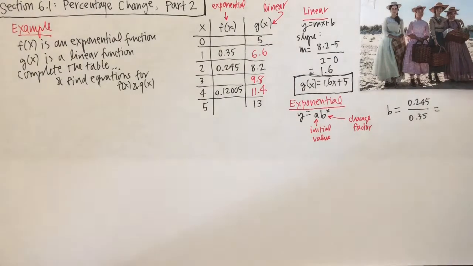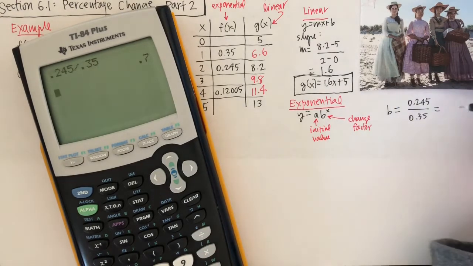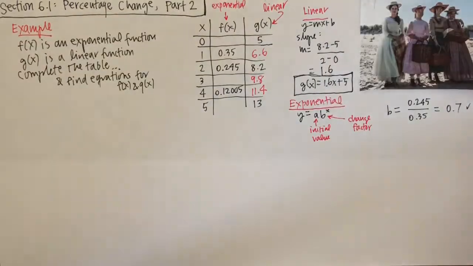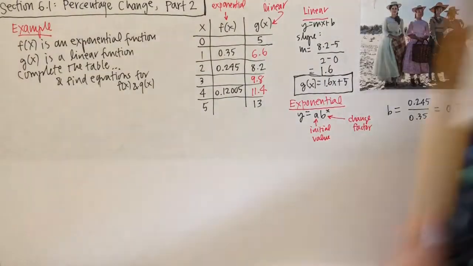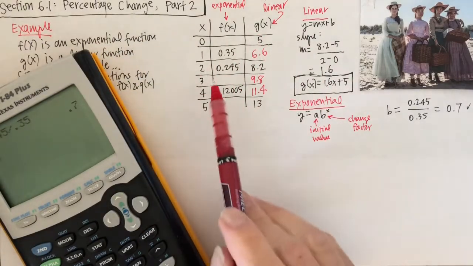And that will equal 0.7. Okay, so there's my b. That's a good thing. So essentially, I'm multiplying by 0.7. Again, because these are nice consecutive numbers, I can do this.